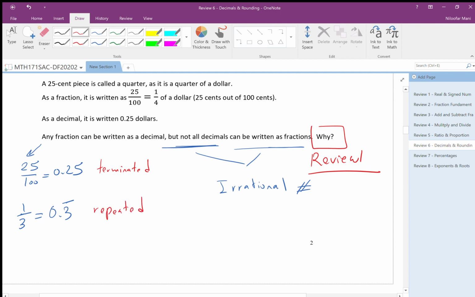So a fraction, for sure, using a calculator, I can go to decimal, either terminated or repeated. But if I have a decimal number, maybe I cannot write it as a fraction. If I have irrational numbers, such as pi, pi cannot be written as a over b. Radical 2 cannot. Radical 3 cannot. Okay?